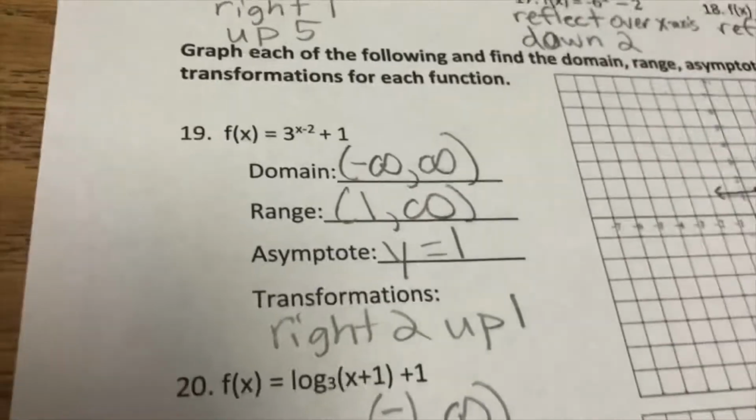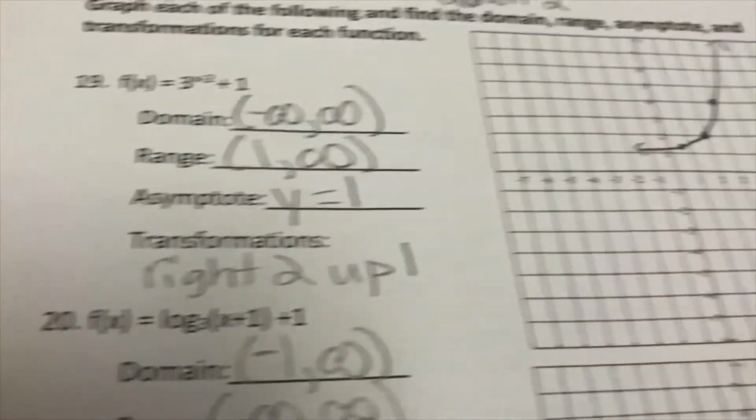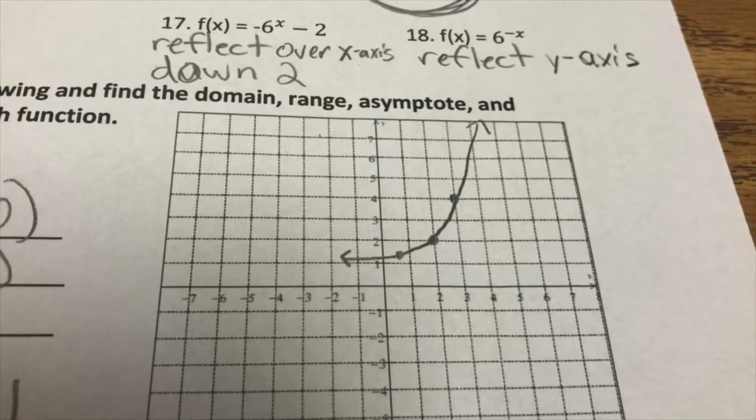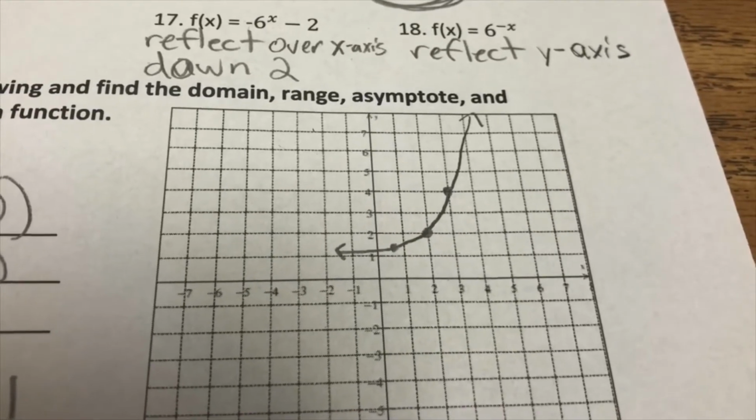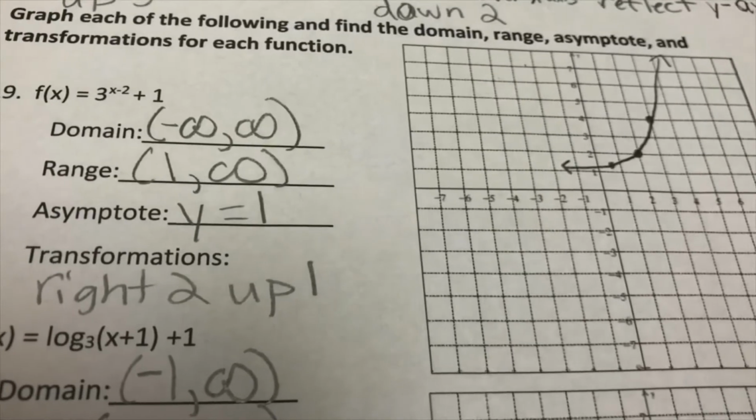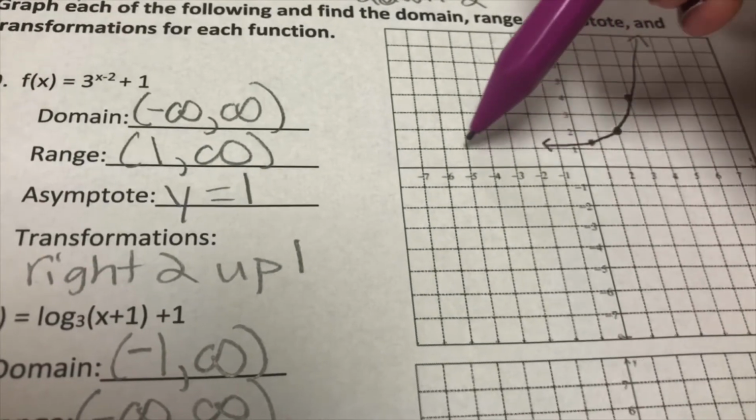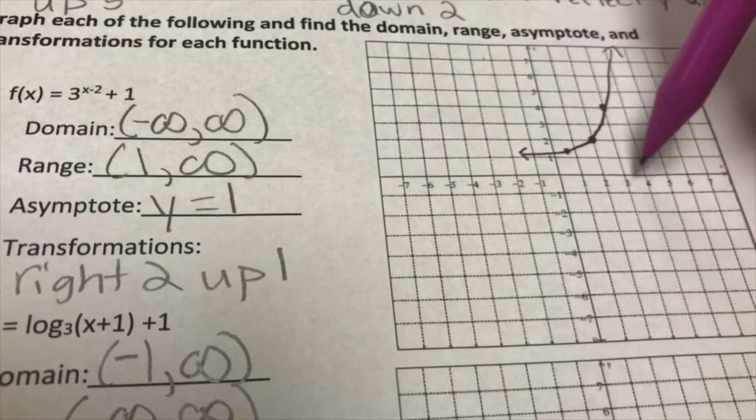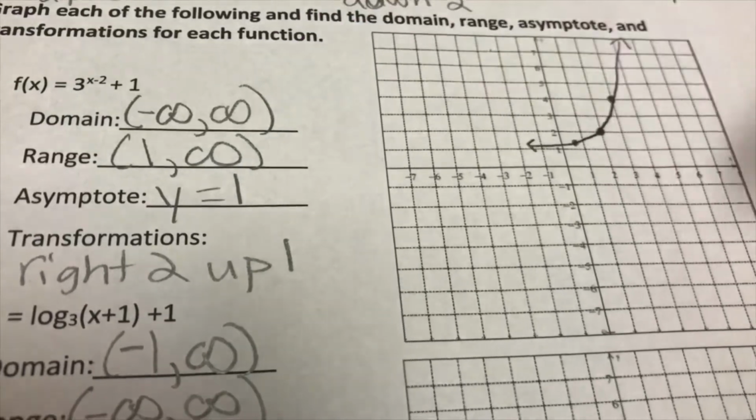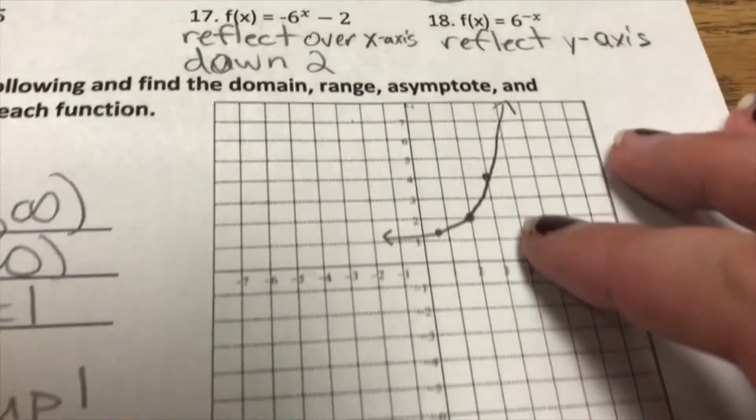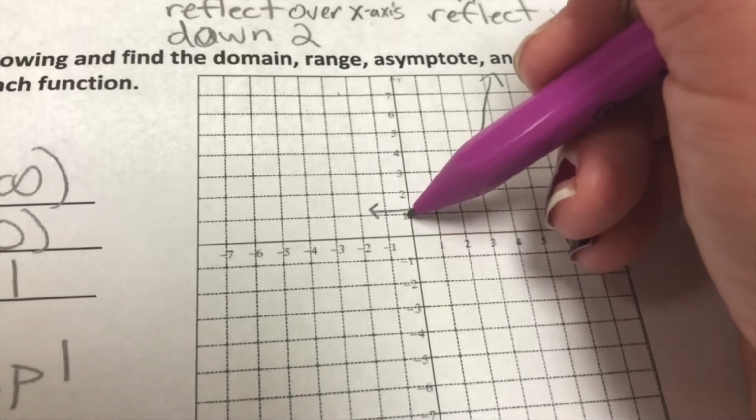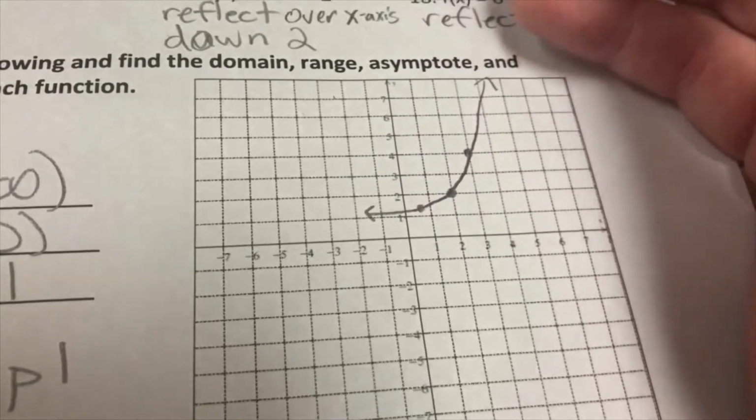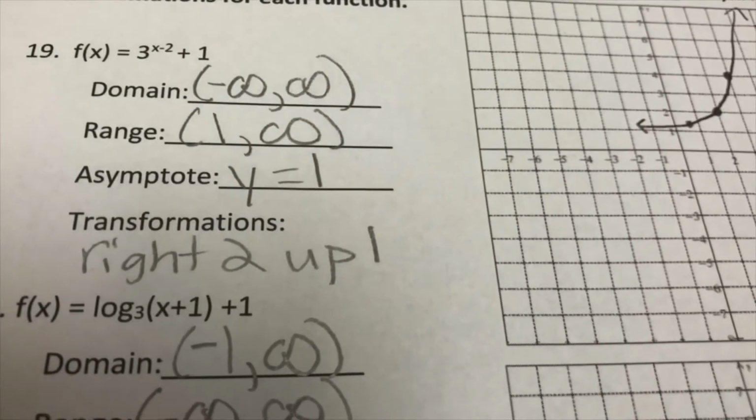19, we were given an exponential equation. I first like to create my graph. Once I create my graph on my paper, then I can look at all of my key features. So according to my graph, my domain is going to keep going all the way to the left forever, so negative infinity, all the way to the right forever to positive infinity. Our range, our smallest y value is going to be found at 1 because that's where our asymptote is, but it's going to keep going up forever. So our range is 1 to positive infinity.